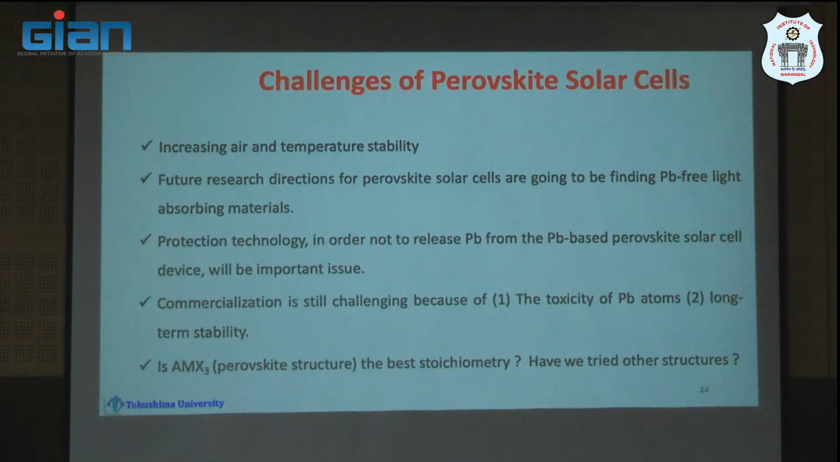So when we think about the device based on lead-free material, we should avoid Pb, because lead is not good for the environment. That question will always occur while making the device. So this is one of the challenges.